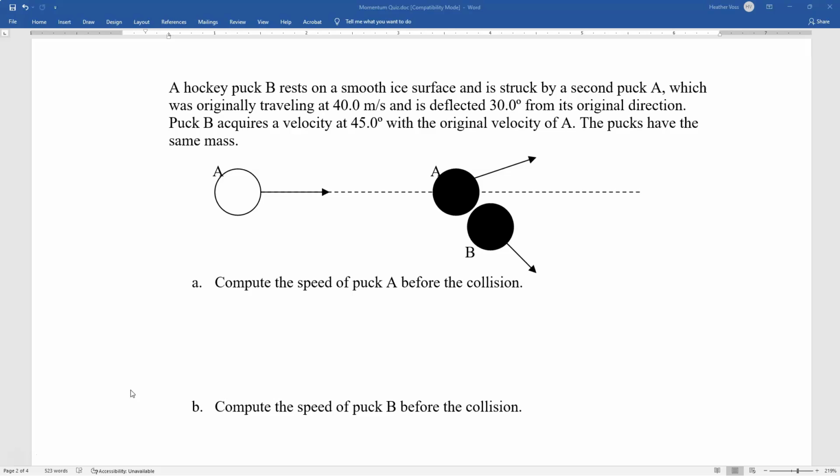Okay, so for our next problem, we have hockey pucks. Hockey puck B is resting on a smooth ice surface. It's struck by puck A, originally traveling at 40 meters per second. That is deflected 30 degrees from the original position. Puck B is going to be going 45 degrees from the original velocity of A. The pucks have the same mass, so we don't get the mass, but we know that it's the same. We want to find the speed of puck A before the collision.